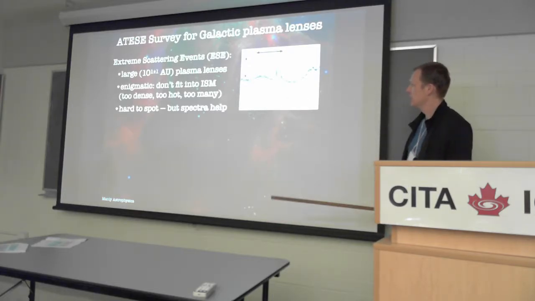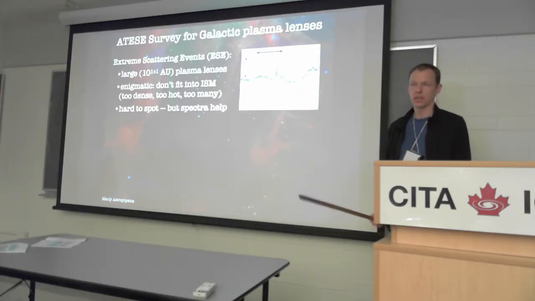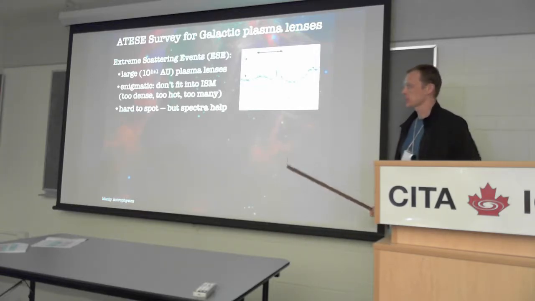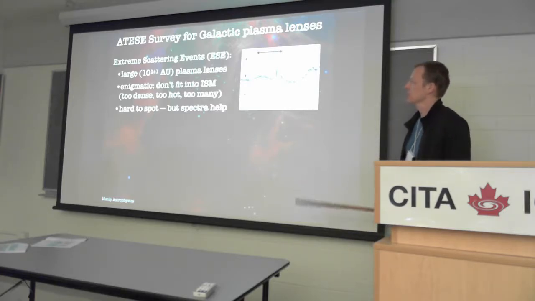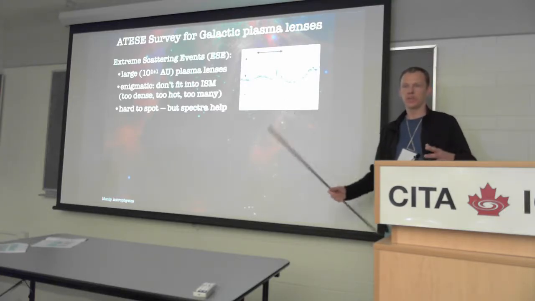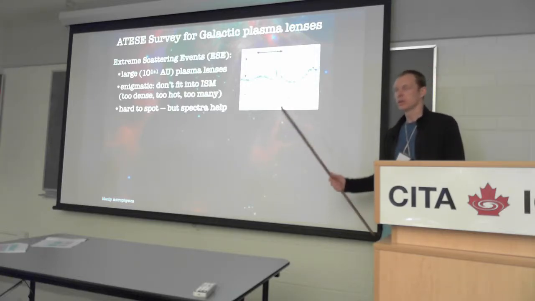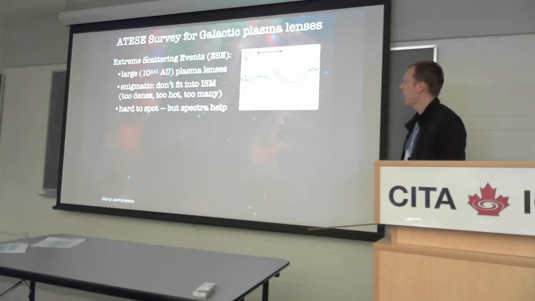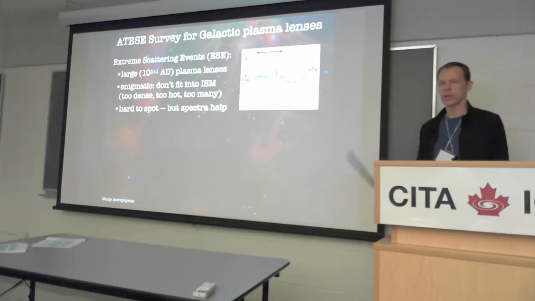And these are variations in the brightness of extragalactic sources caused by galactic plasma lenses, which are large, apparently coherent structures. And they are interesting because they don't quite fit into the picture of the ISM that we have. At least we have many doubts that they do. And they used to be hard to spot. And again, Matthew explained why.